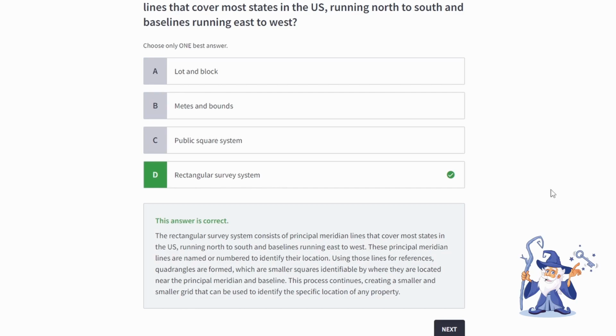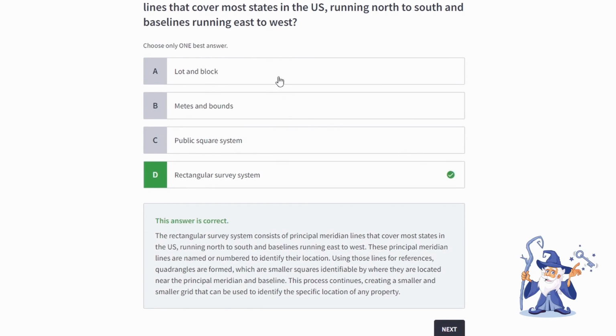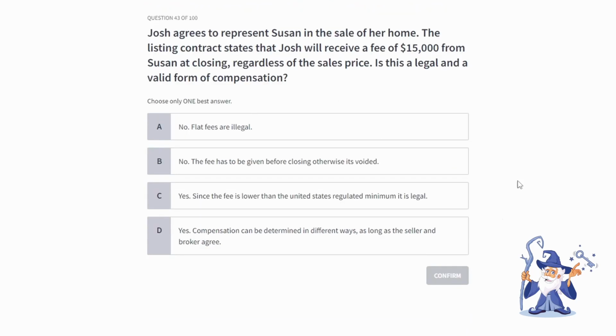Using these lines for references, quadrangles are formed, which are smaller squares identifiable by where they are located near the principal meridian and the baseline. This process continues, creating smaller and smaller grids that identify specific locations of property. So obviously, you need to be familiar with these legal land descriptions and the different types, and I believe we'll cover the other ones later.